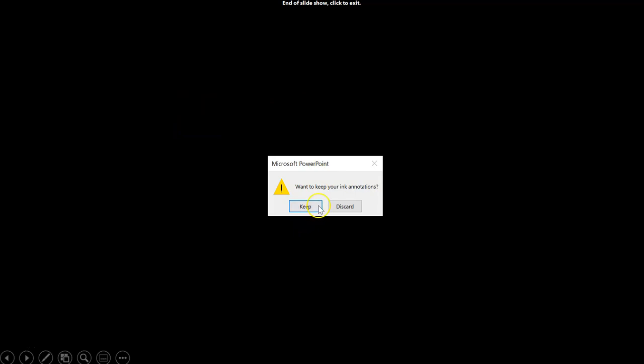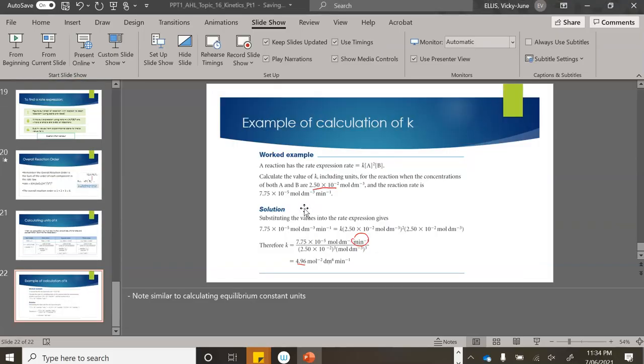What you really need to be able to do is understand the graphing of these, so the shape for first, second, and zero order reactions when we're talking rate versus concentration, and the shape of graphs for the concentration versus time, and then how to substitute these values in.